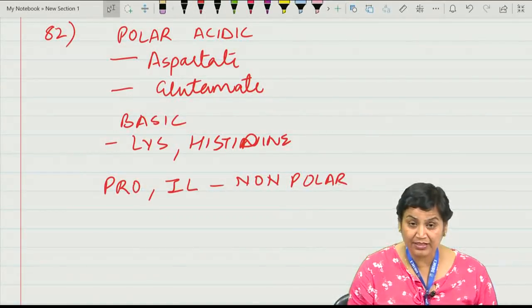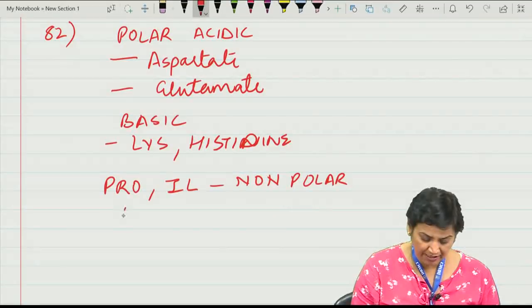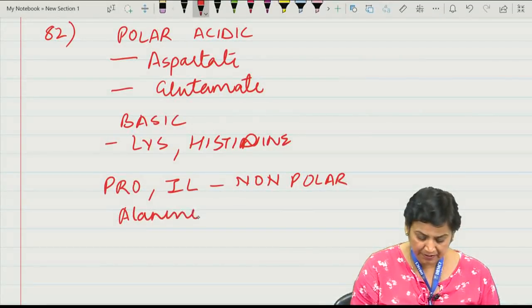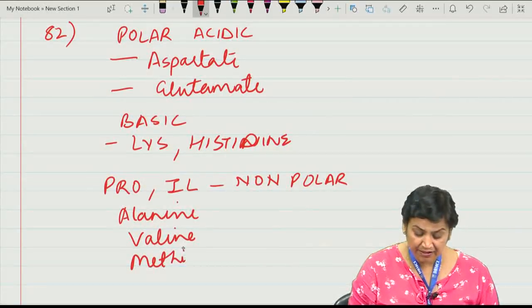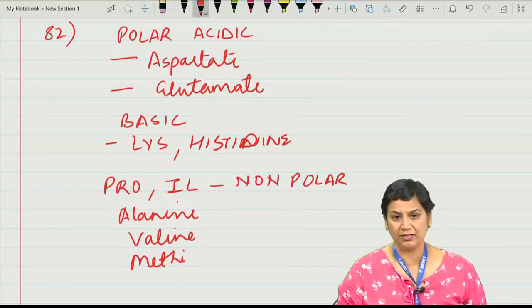Other non-polar amino acids apart from proline and isoleucine are alanine, valine and methionine. They come under non-polar amino acids.